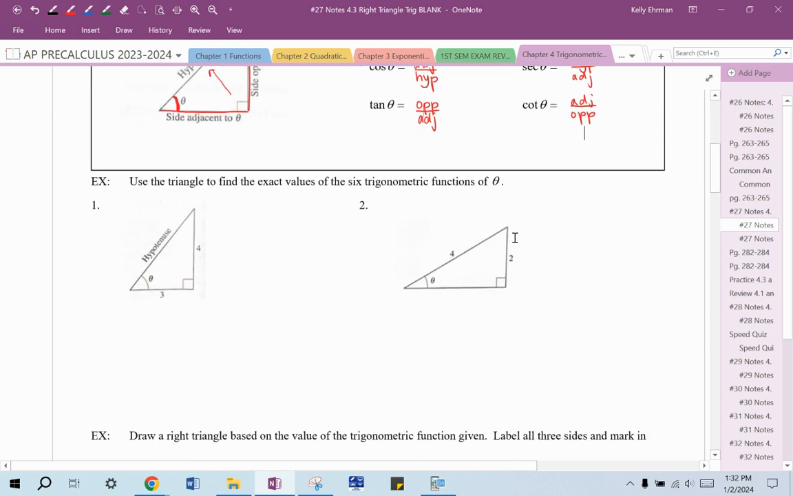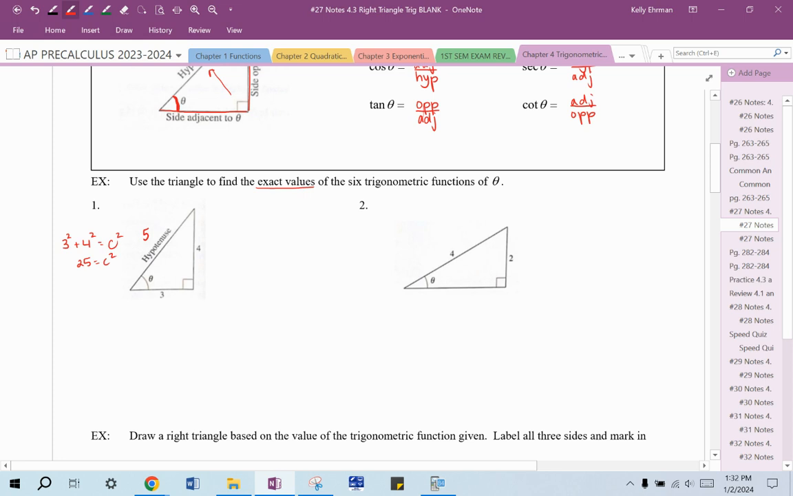All right, so use the triangle to find the exact values, meaning no decimals, of the 6 trigonometric functions of theta. So what we need to do here is first find a missing side if we have it. So we have legs 3, 4, and you might remember your Pythagorean triples. This third side is 5. If you don't remember that, or if you're not sure, you just do 3 squared plus 4 squared equals the hypotenuse squared, and you solve for that. All right, so we get the missing side.